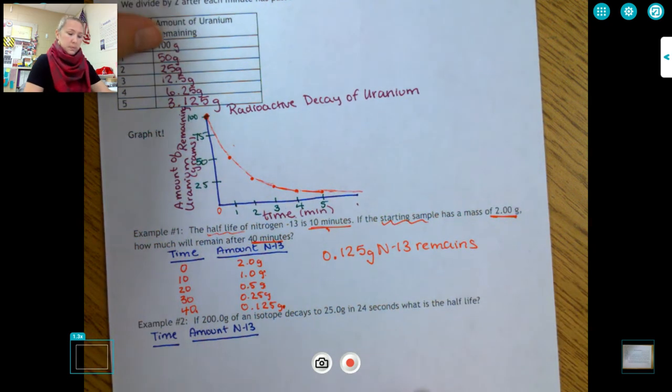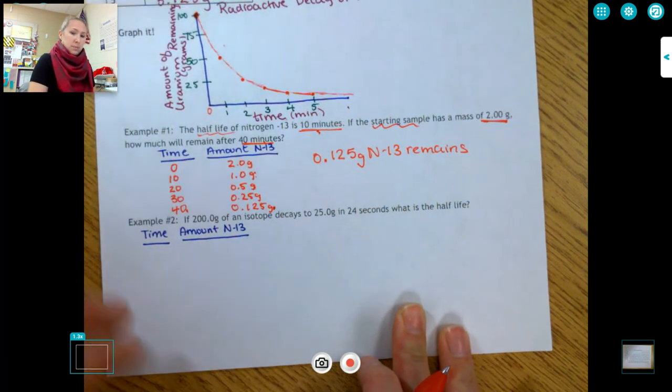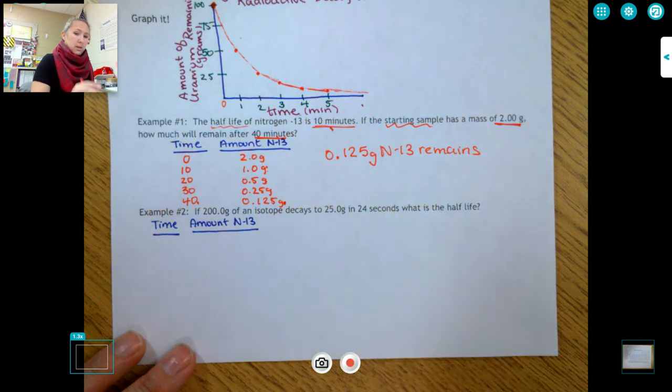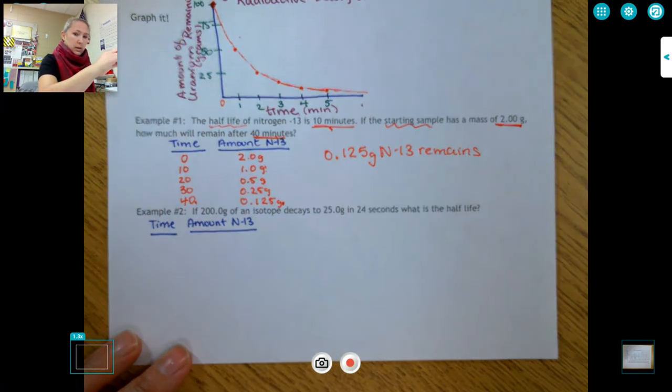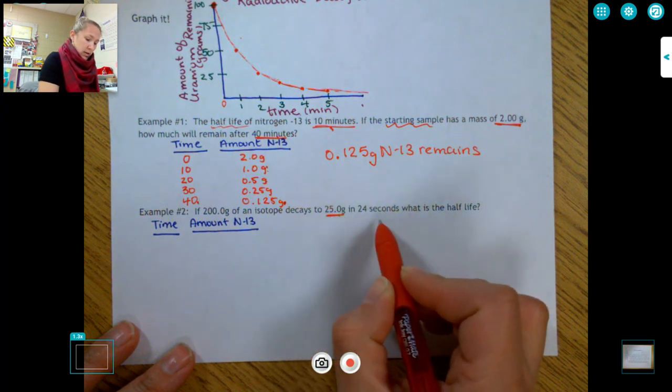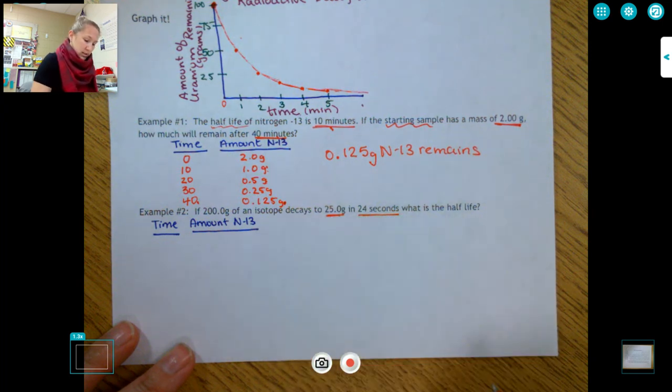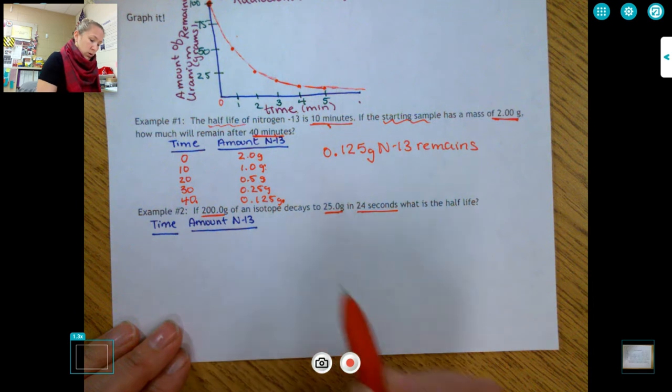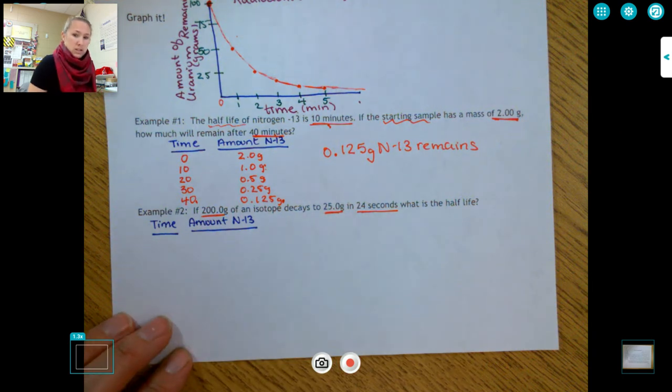Okay. We're going to do one more example. Here we have an isotope. Our isotope decays to 25 grams in 24 seconds. I start with 200 grams. I want to know what's my half-life.